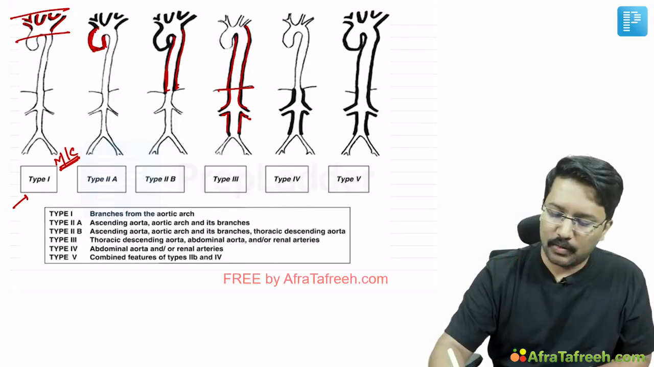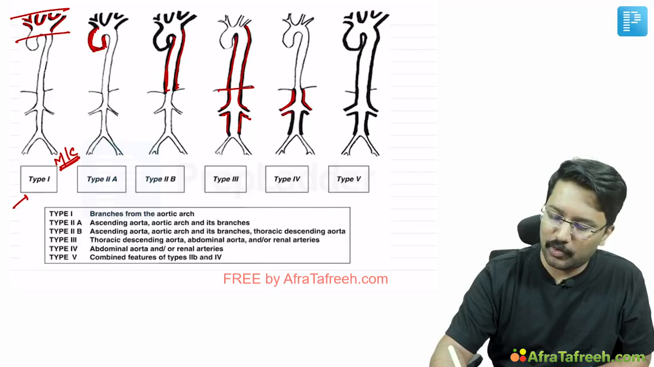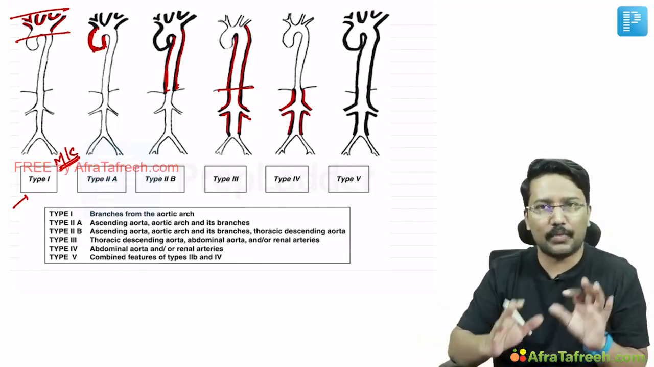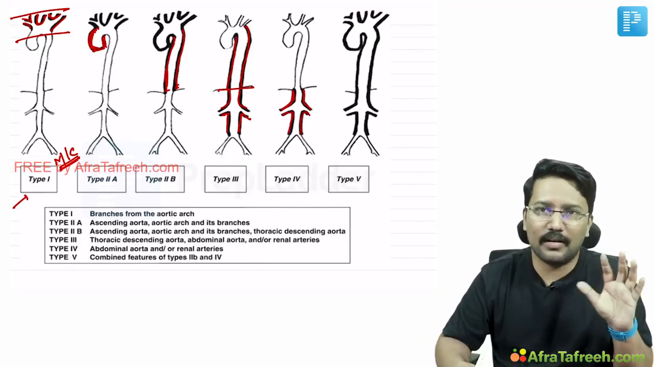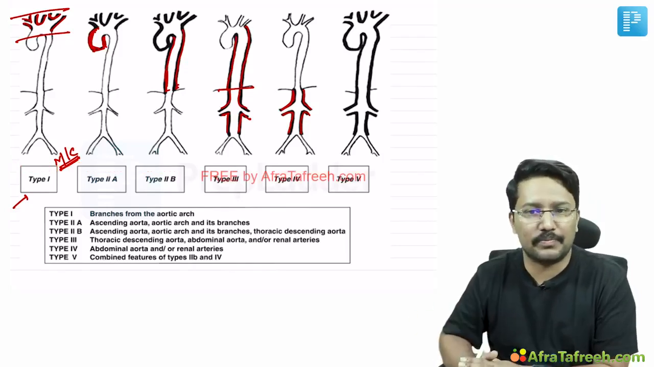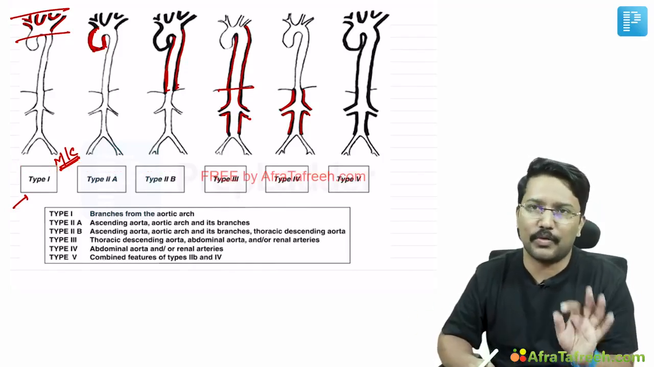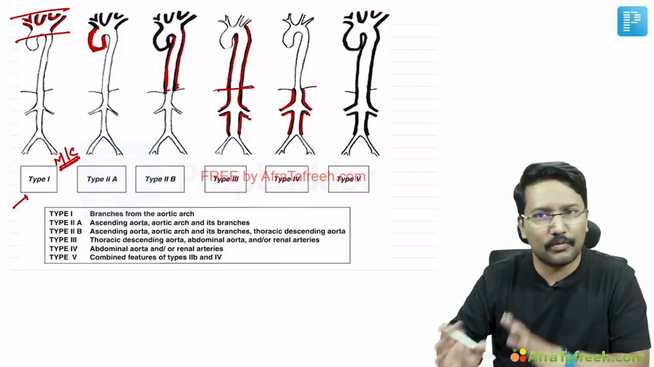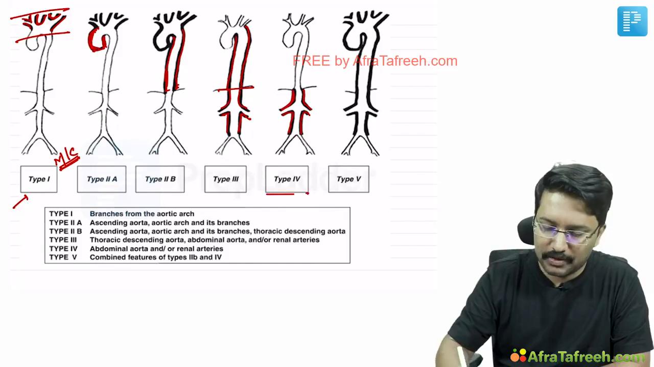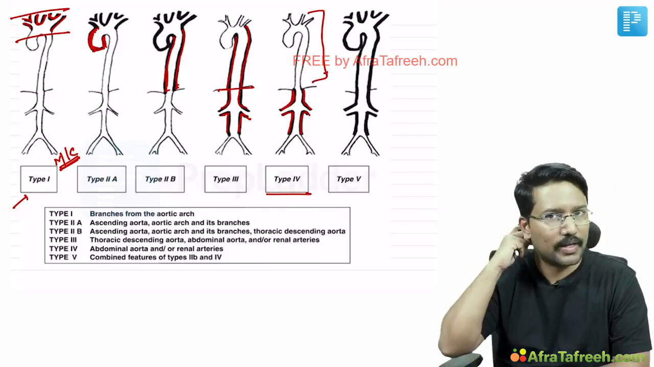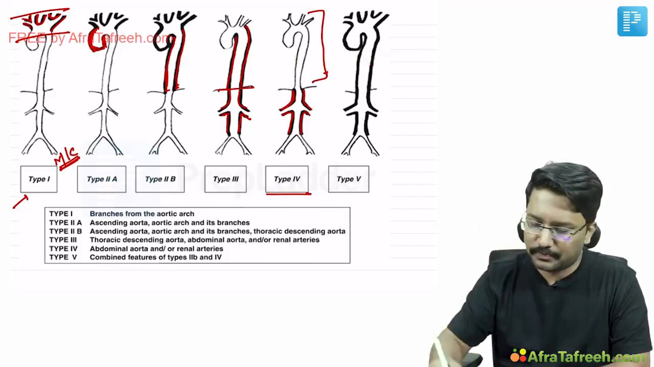In type 4, only the infradiaphragmatic or abdominal components are affected. So abdominal aorta or renal artery, or both, right? So if there is a question asking you, isolated renal artery involvement in Takayasu arteritis should be considered as which type, right? It should be considered as type 4, because renal artery or abdominal aorta or both would fall under type 4, without the involvement of the supradiaphragmatic aorta. So no thoracic, no arch, no ascending aorta.